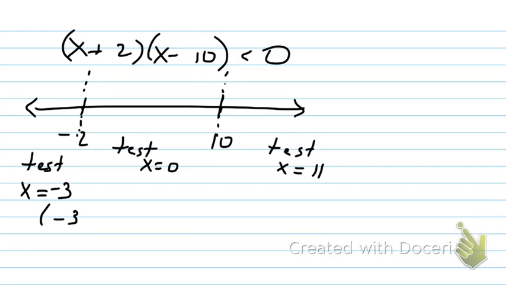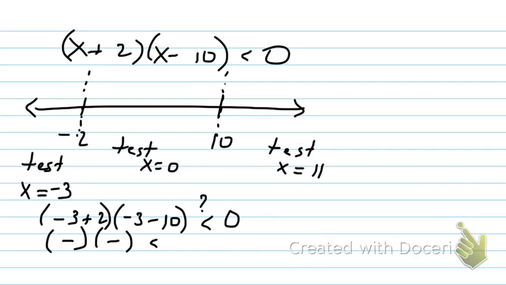Testing negative 3, we have negative 3 plus 2 times negative 3 minus 10. We want to know, is it less than 0? This is a negative times a negative. If you multiply two negatives, that makes a positive. The positive number is not less than 0. This is false. So we know our answers do not lie on the left.